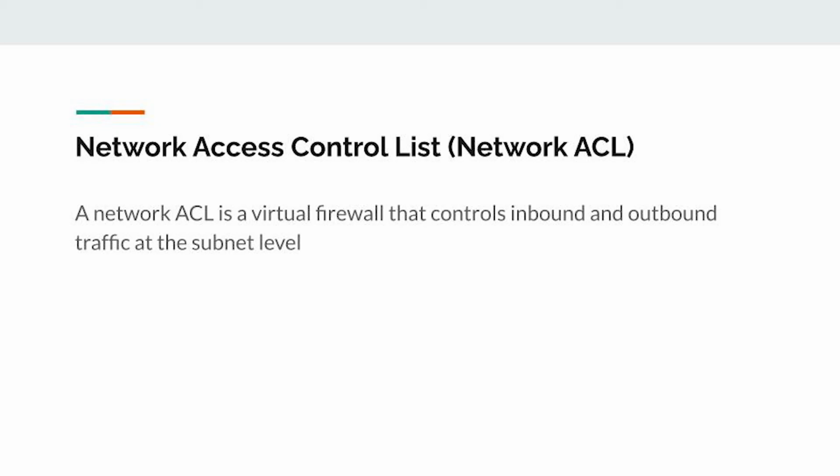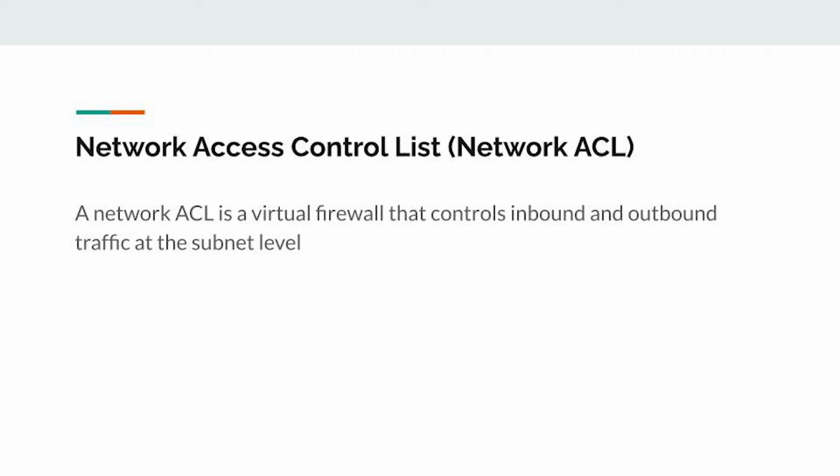Next, let's take a look at how network ACLs handle traffic. By default, a default network ACL allows all inbound and outbound traffic, but you can add any rule. Custom network ACLs, by default, deny all inbound and outbound traffic. You have to explicitly allow traffic.